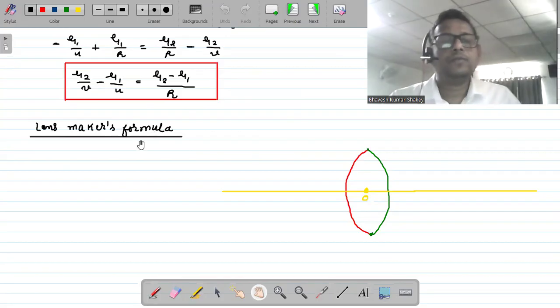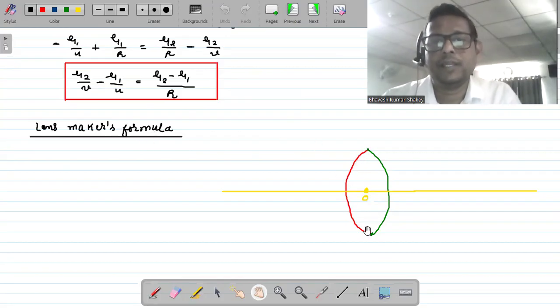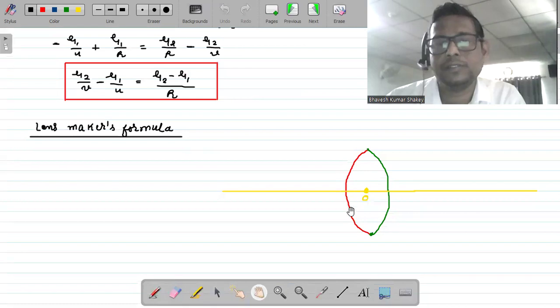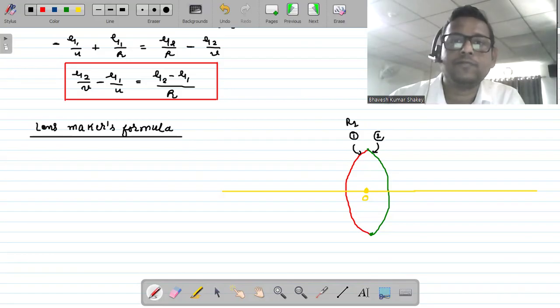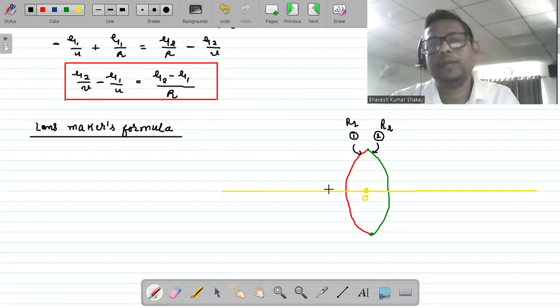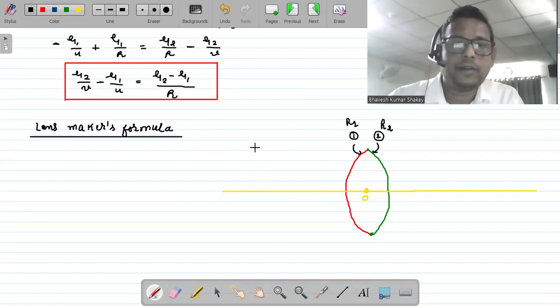Now for the lens maker's formula, this is the lens. You can see this is a convex lens, and there are two surfaces of this convex lens. This surface is surface 1, and the radius of curvature for surface 1 is r1. This is surface 2, and the radius of curvature for surface 2 is r2. The refractive index outside the lens is called mu m.